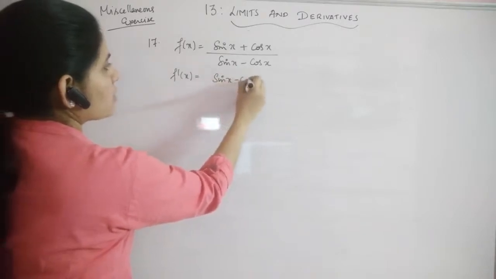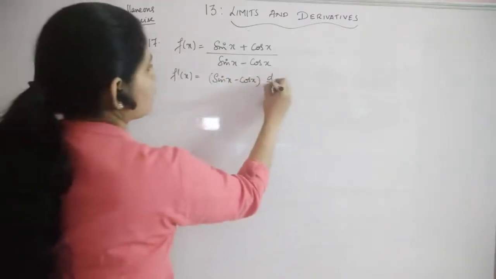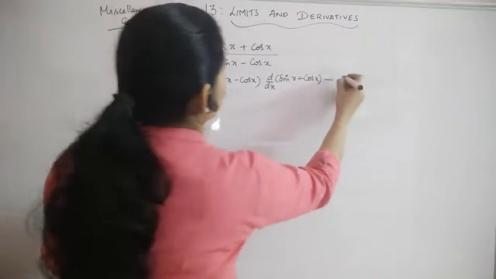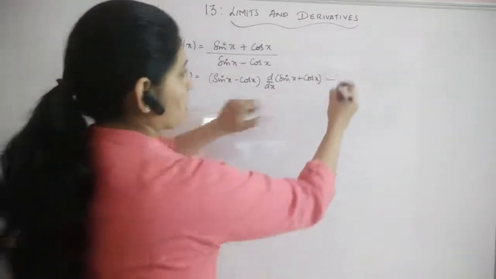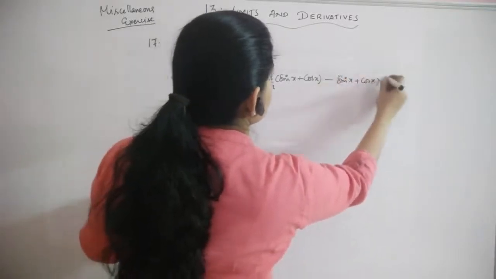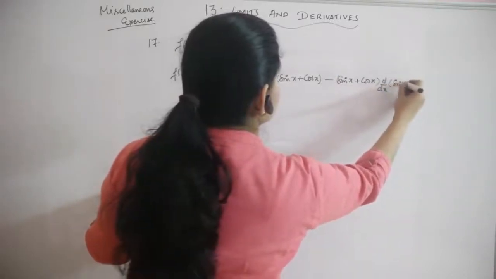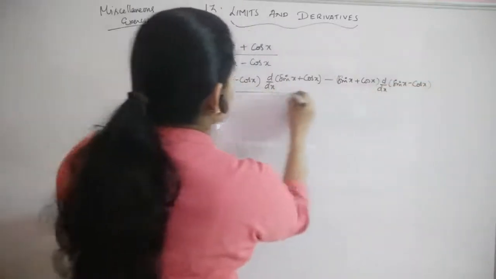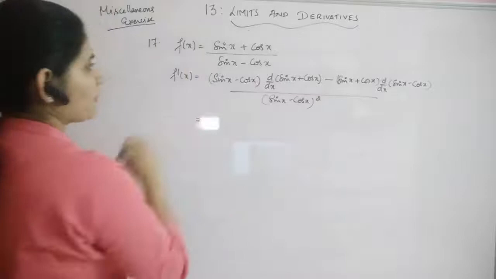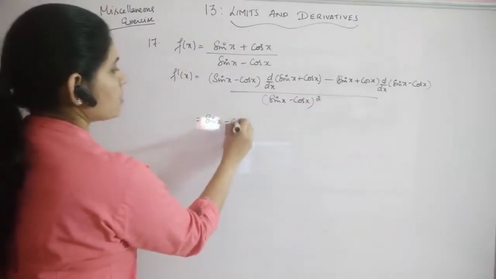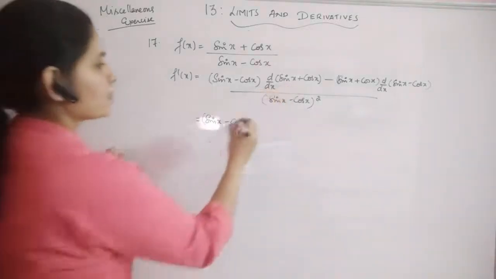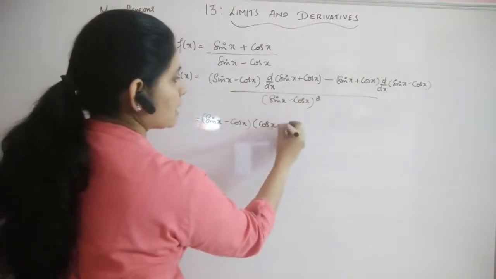denominator, sin x minus cos x, into derivative of sin x plus cos x, minus, here you have taken denominator into numerator, no, derivative of numerator, minus numerator into derivative of denominator, which is sin x minus cos x, whole divided by sin x minus cos x the whole square, is equal to sin x minus cos x into, now again derivative of each term separately, derivative of sin x, cos x, derivative of cos x, minus sin x.